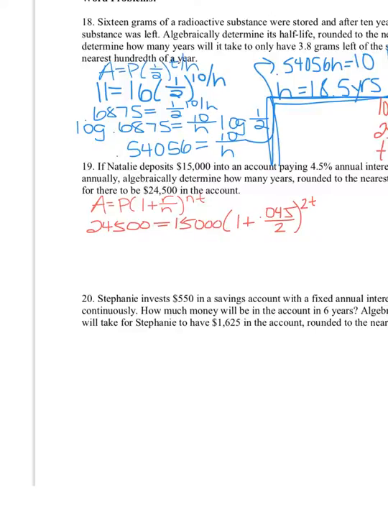And then I solve this. So first I divide both sides by 15,000. I get 1.63 repeating equals this number. I'm going to clean this up. This is really 1.0225.